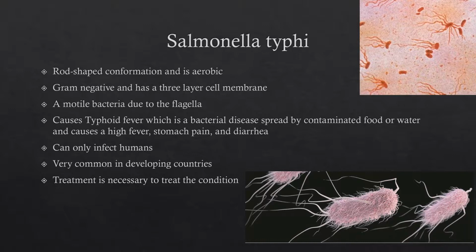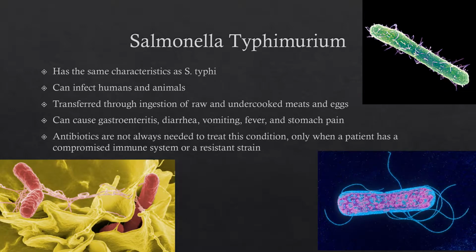The illness that this bacteria causes is typhoid fever, which can come from contaminated food or water. Treatment is necessary for this illness, and without it, liver damage, heart damage, and internal bleeding can occur. It only infects humans and is not common in the United States, but it is common in underdeveloped countries and low-income countries.